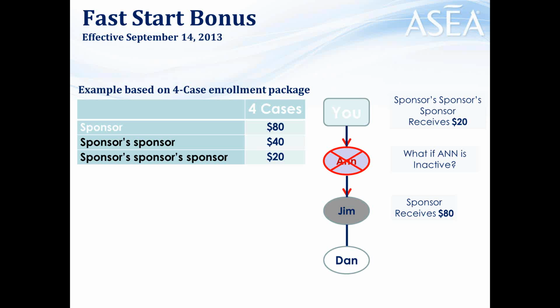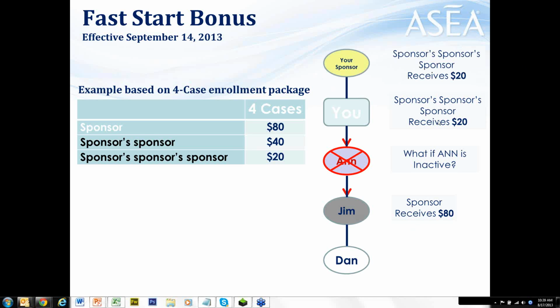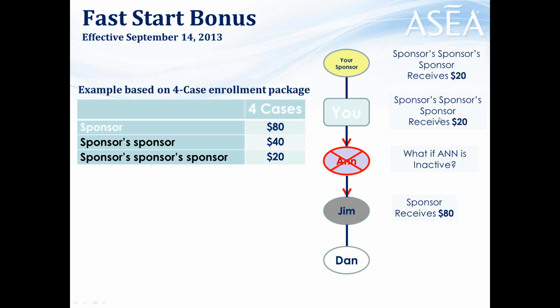If she's inactive and Jim signs up Dan, Jim is going to get the $80, but you would receive, instead, the $40. I think I needed to change that. I'm sorry. You would receive the $40 and your sponsor would receive $20. So again, this is not correct. This would be $40 because it goes up until it reaches the first person who is active. So in this case, you would receive the $40, and your sponsor would get the $20.